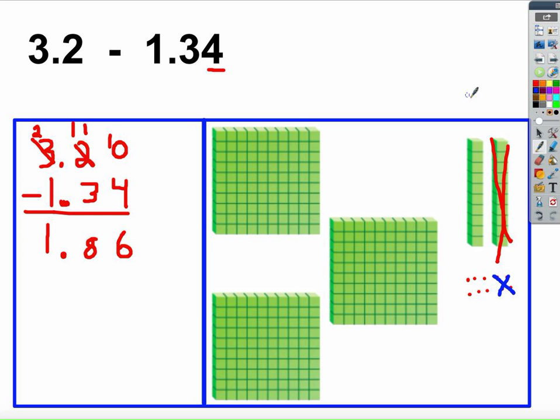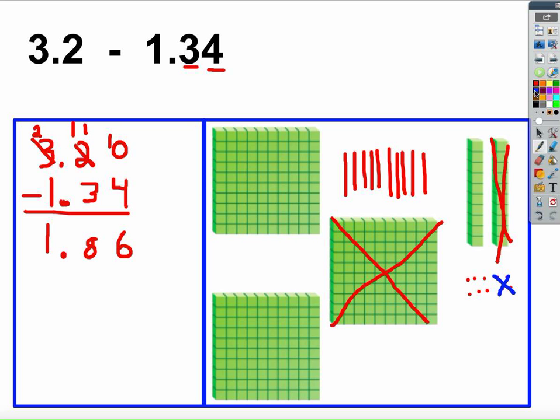Now it wants me to take away 3/10. So that's 3 rods, but I don't have 3 rods. So we borrow again. So this is exactly what you're doing over here when you borrow. So we put in 10 of these. 6, 7, 8, 9, 10. And it wants me to take away 3 of them. So I'll take away these 3.